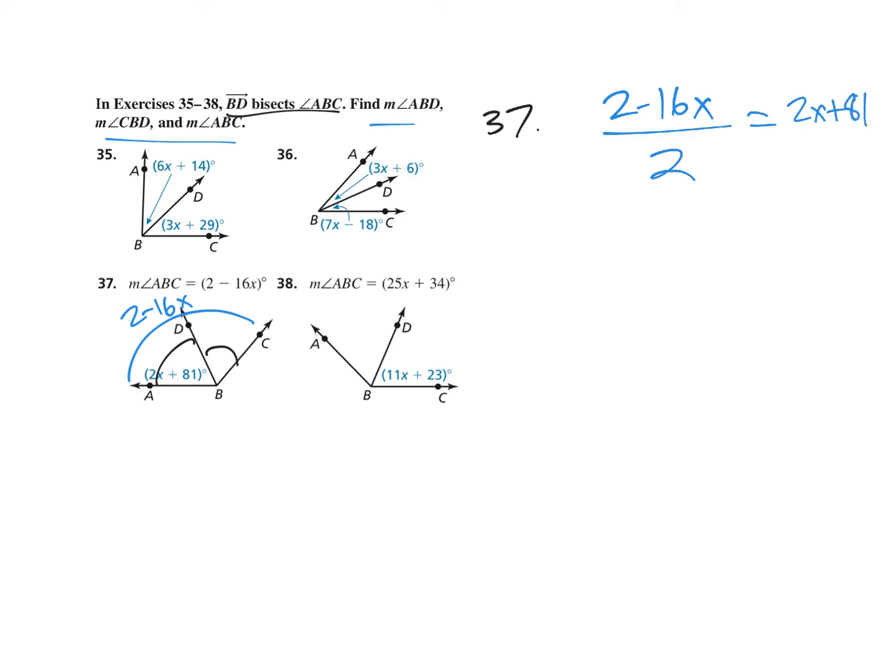Because remember, each of these individual angles here are equal to each other and half of the whole thing. So I'm dividing the 2 minus 16x by 2, and that's going to equal the 2x plus 18. If I multiply by 2 on both sides, those 2's reduce, and I get 2 minus 16x on the left. And I need to distribute the 2 through that, 4x plus 36. And now you just do your algebra.